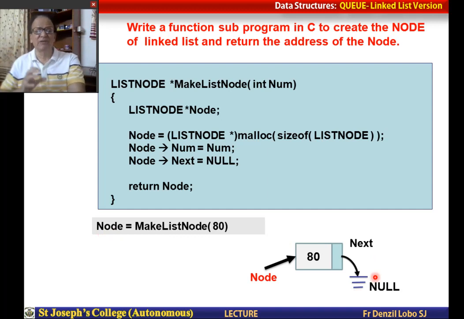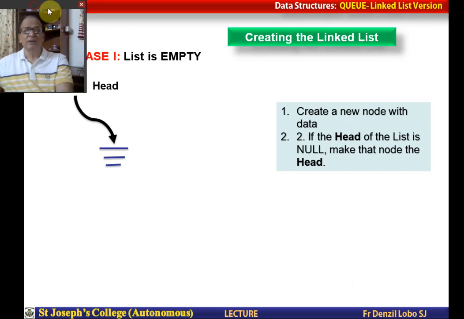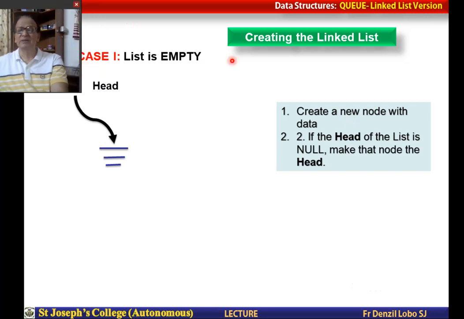So this is the first function. The moment you are given a number, we convert that into a list node. Instead of writing all this again and again, I have written it only once. We will use this function again and again in our insert list node function. So with that we come to creating a linked list.